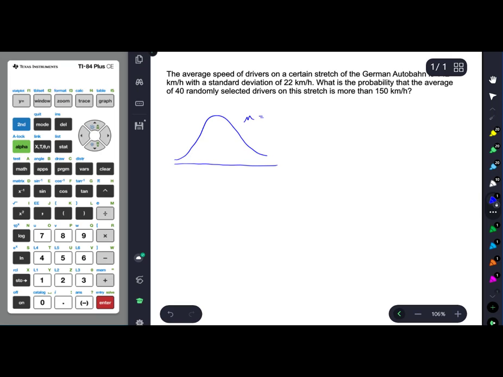The mean of this normally distributed set of data would be the same as the original mean of 142 kilometers per hour. The standard deviation of this one, because this is a sampling distribution rather than the original population, gets affected. It is the original population standard deviation divided by the square root of the sample size, which is 40 in this case. So the mean of 142 is located, of course, in the center, and then the question being asked is, what is the probability that the average of 40 randomly selected drivers is more than 150 kilometers per hour?